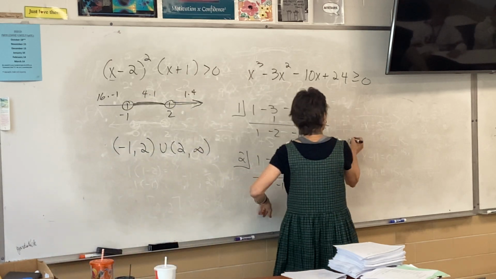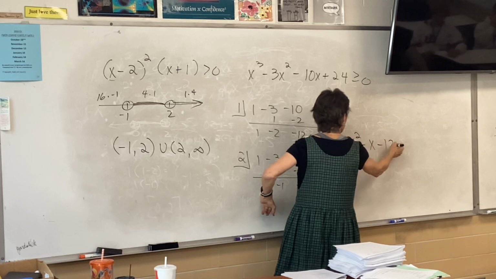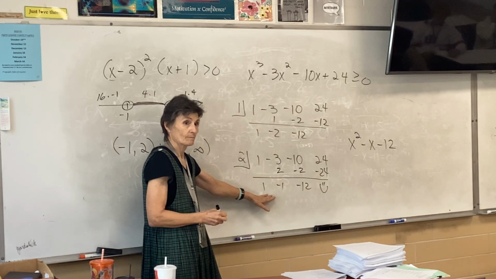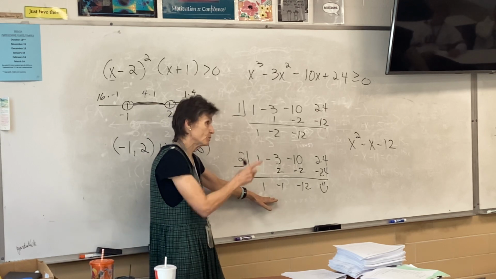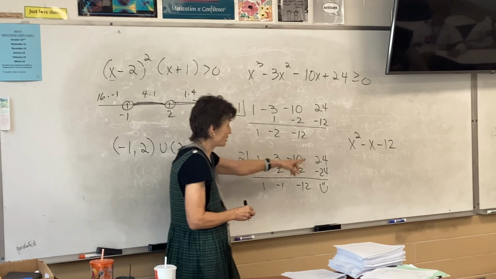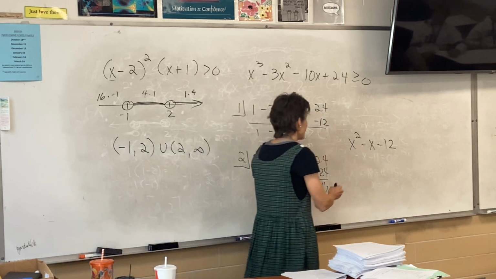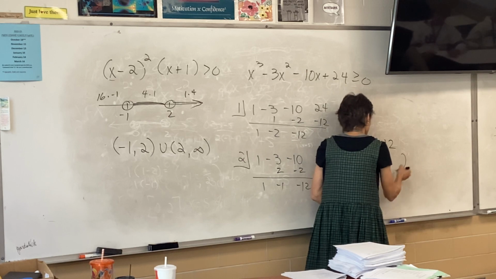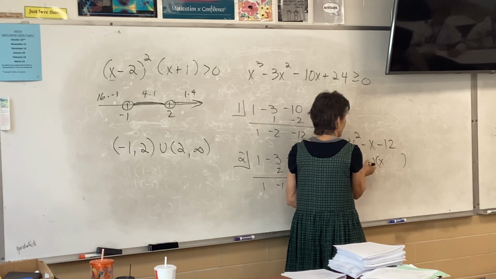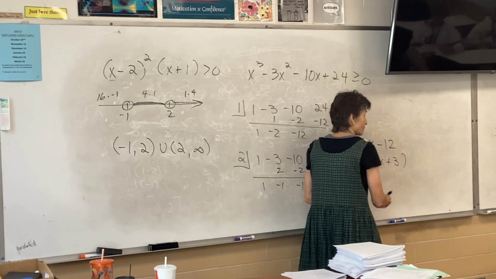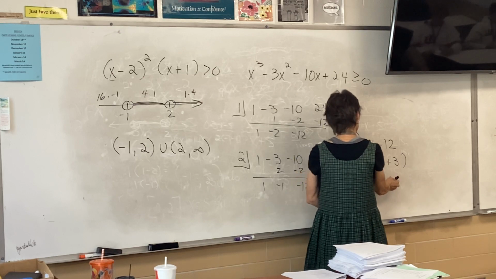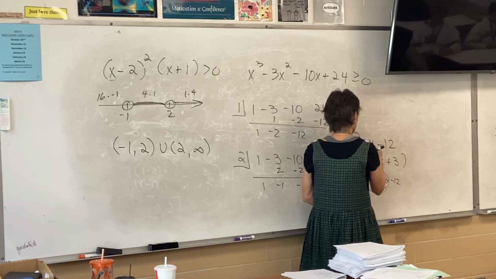X squared minus x minus 12, right here. Quinn, that's what you were helping us with this morning. That's what we do, right here. And then what do you do with that? Factor. Factor that carefully. X minus 4, plus 3. I'm gonna double check that. Yep, you got it.